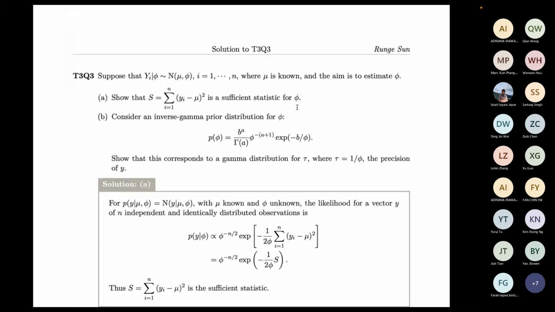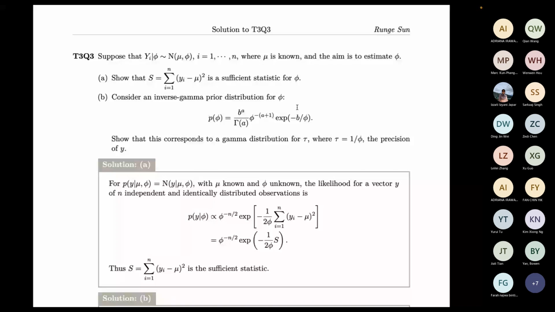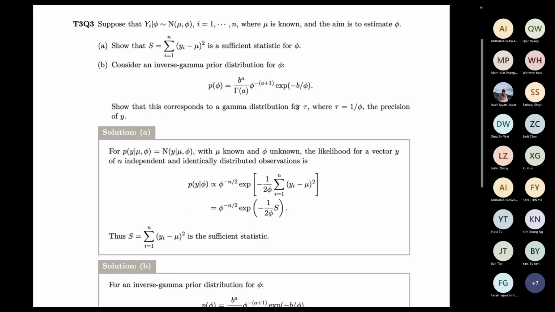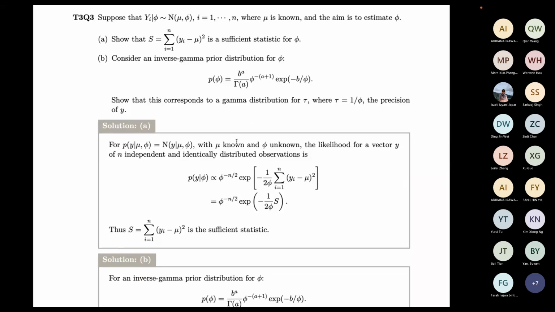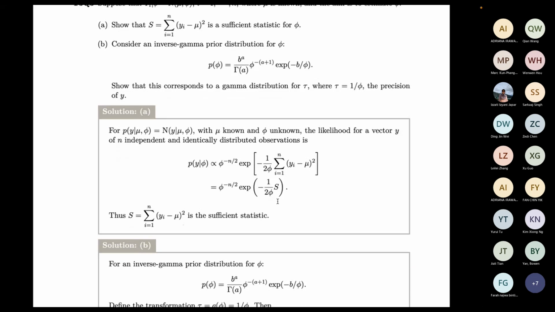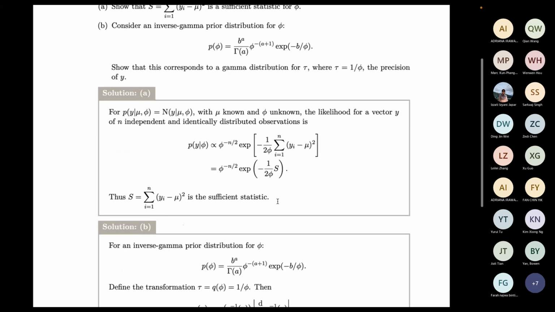I solved question 3, which consists of two small problems, A and B. Question A requires us to prove that the sum of the squares of yi minus mu, which is S, is a sufficient statistic for phi. By calculation, the likelihood of the vector y is this expression. We can observe that S is included here, so S is a sufficient statistic. We can refer to the factorization theorem to get the conclusion.